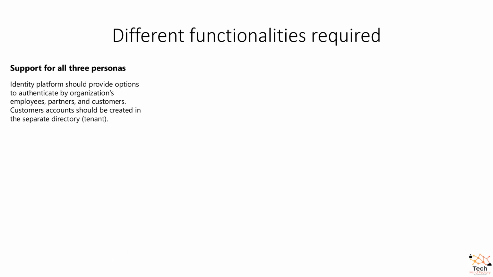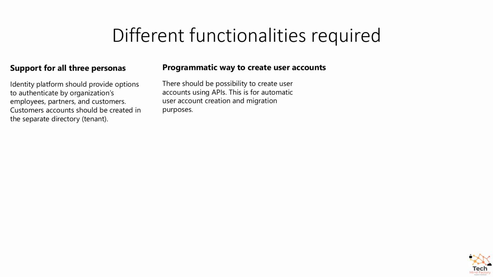So for instance, there should be support for all 3 personas I mentioned before. So identity platform should provide options to authenticate by organizations' employees, partners, and customers. And customers' accounts should be created in the separate directory, so in the separate tenant. There should be a programmatic way to create user accounts. So there should be a possibility to create user accounts using APIs, for instance. This is for automatic user account creation and for migration purposes.